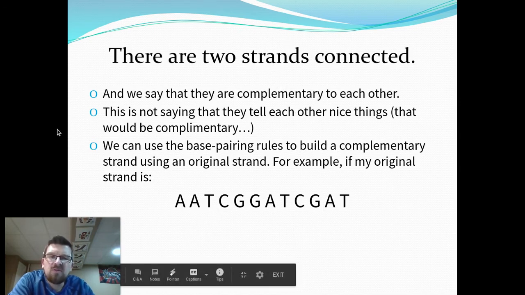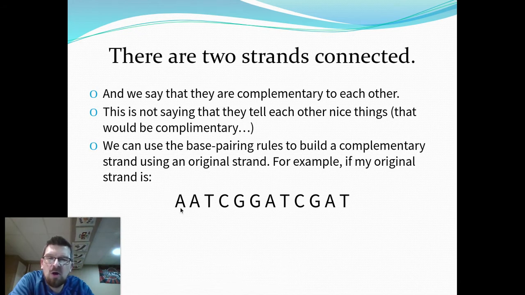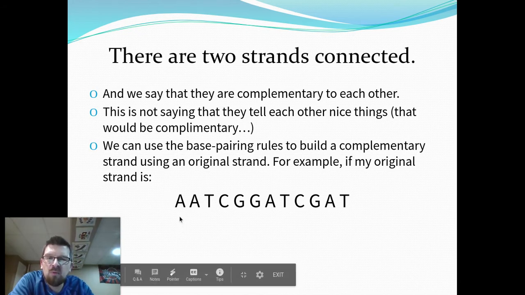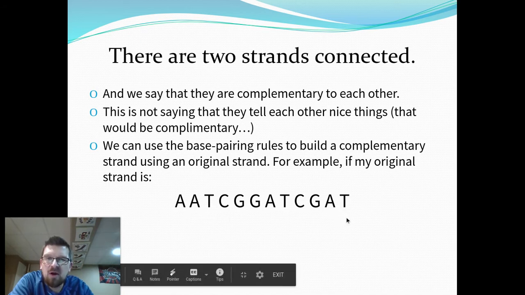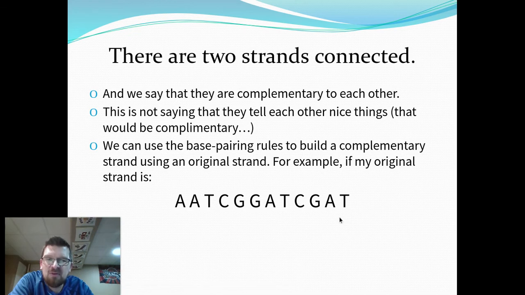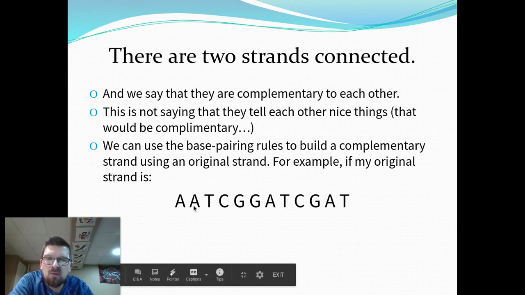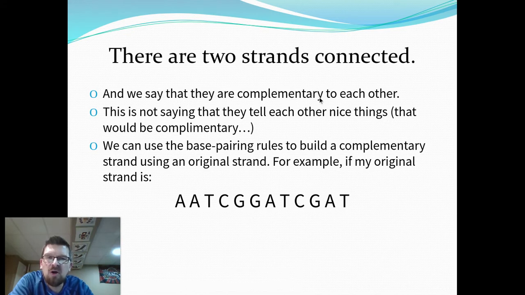Now, there is another term we introduce here that refers to the fact that we know what letter bonds to what letter. In other words, it's predictable. If I give you one side of a DNA molecule, like I did down here at the bottom, you can tell me what goes in below. This is called complementary, and we would call these complementary strands to be specific. So they are called complementary to each other. This does not mean they like to tell each other nice things. That's complement with an I. This is complement with an E, kind of like in math.